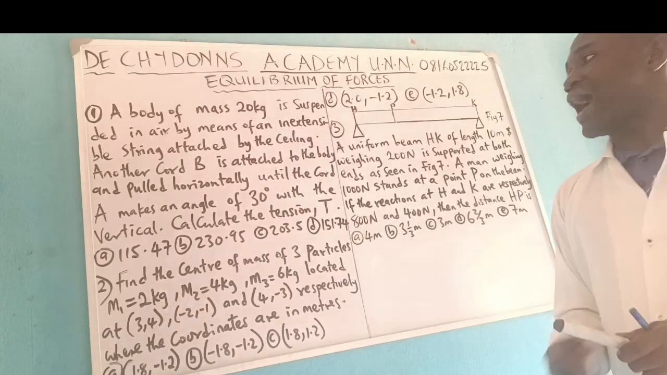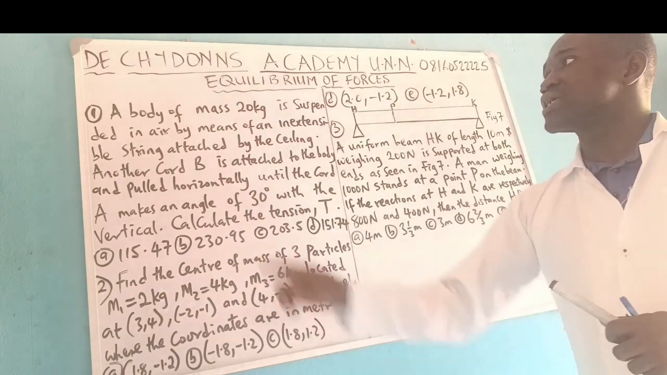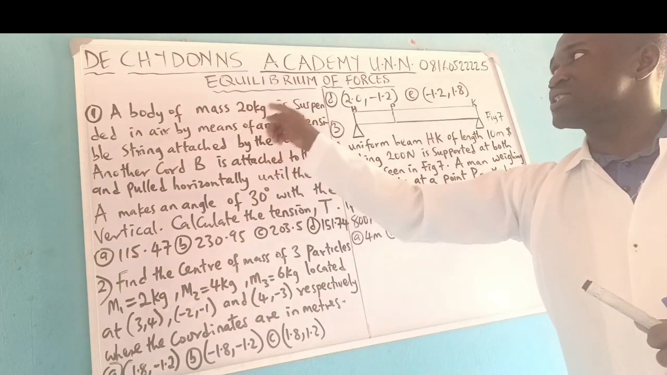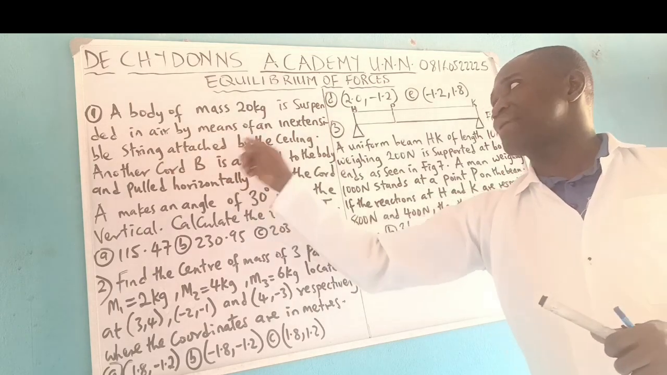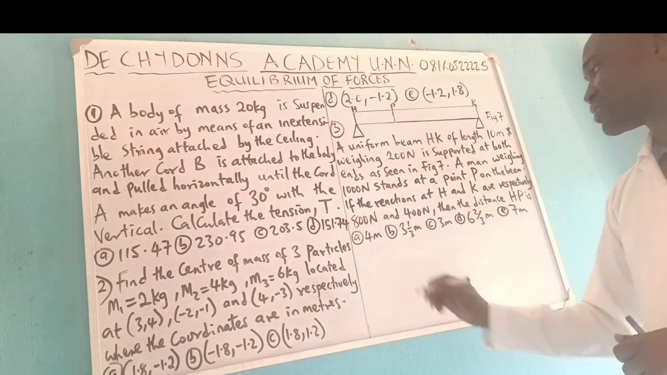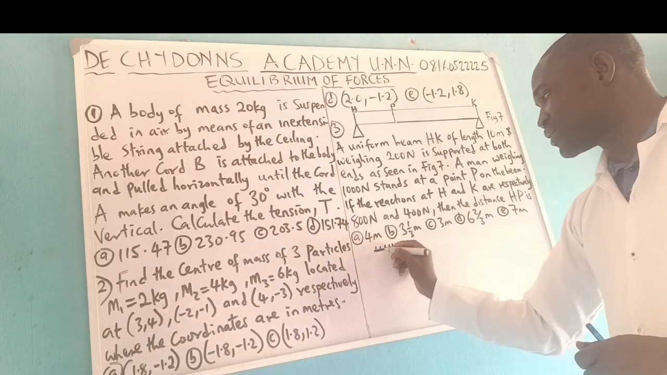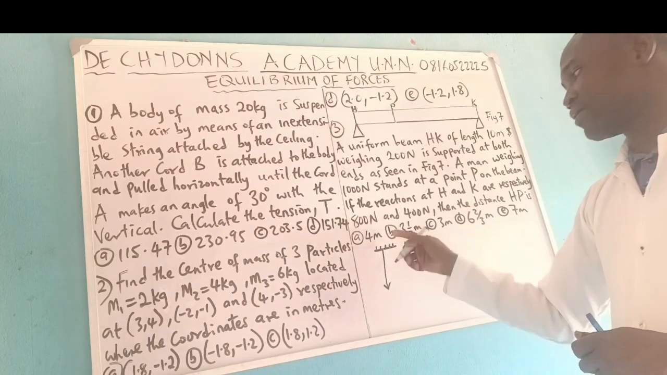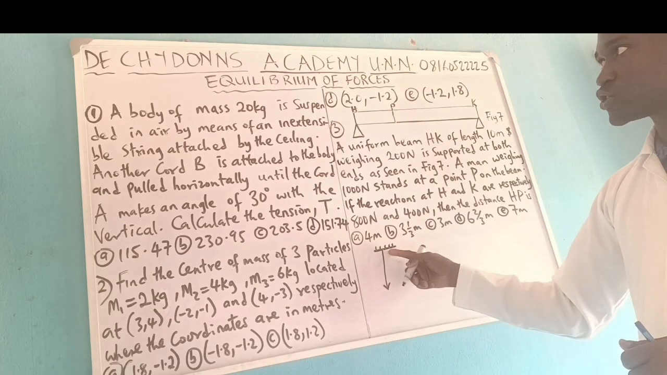As we want to solve these questions, question number 1 says a body of mass 20 kg is suspended in air by means of an inextensible string attached to the ceiling. What do they mean by that? Look at a ceiling. We'll use it to represent our ceiling, and the body is attached to this ceiling, so to speak.